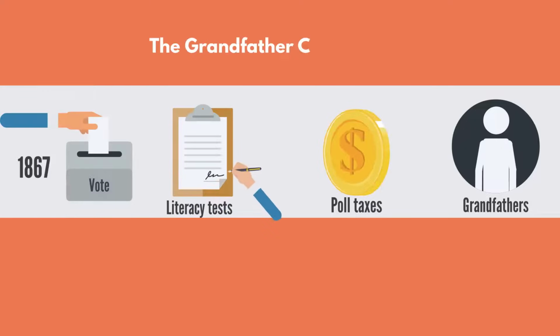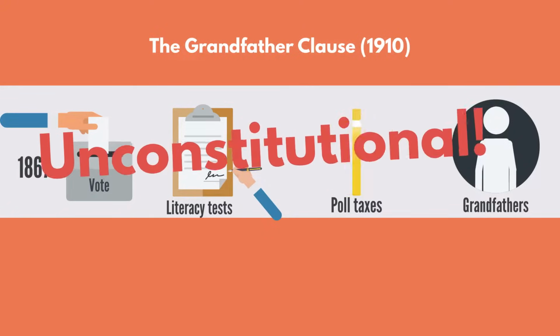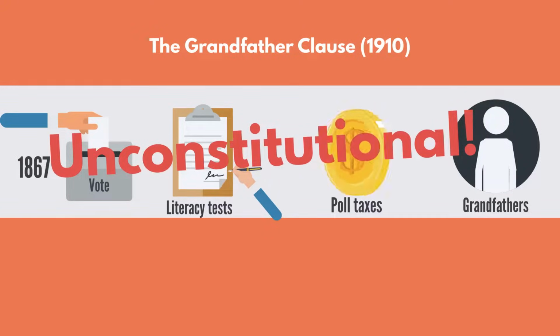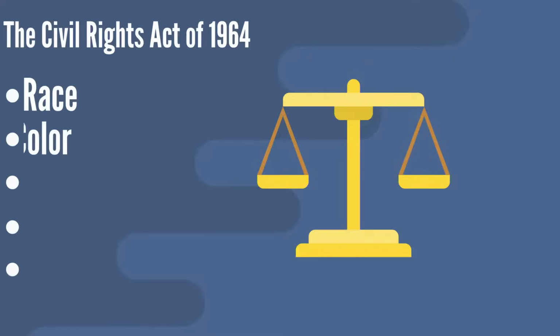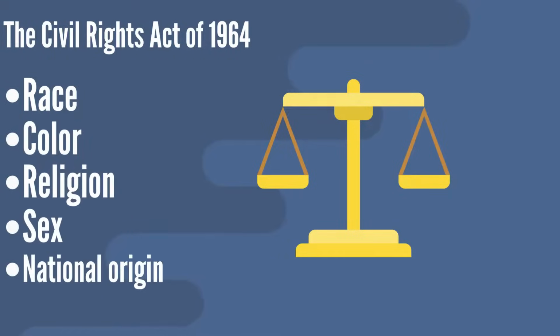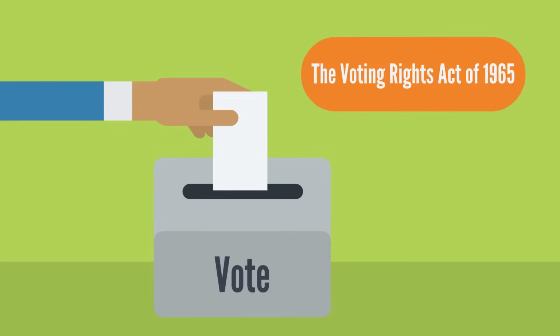The Grandfather Clause, 1910. This clause was revived in some southern states after it was ruled unconstitutional by the Supreme Court. The Civil Rights Act of 1964. This law prohibited discrimination on the basis of race, color, religion, sex, or national origin. The Voting Rights Act of 1965. This law prohibited racial discrimination in voting.